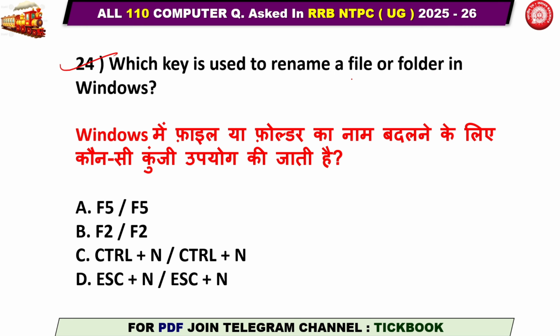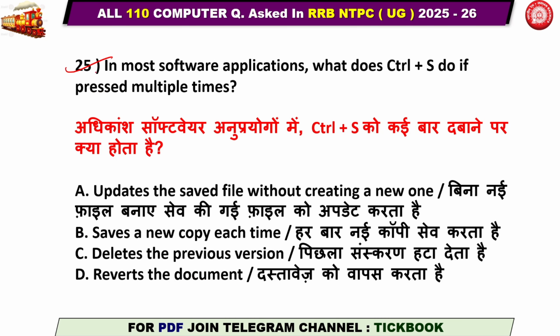24. Which key is used to rename a file or folder in Windows? Option number B, F2. 25. In most software applications, what does Control plus S do if pressed multiple times? Option number A, updates the saved file without creating a new one.